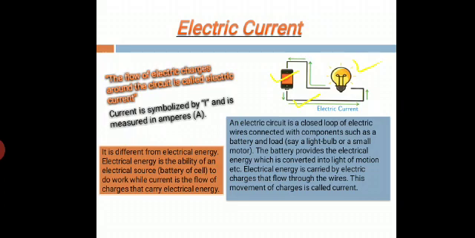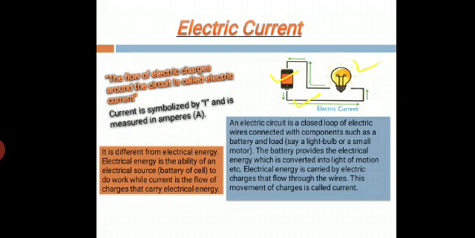The flow of electric charges around the circuit is called electric current. Okay, what is electric current? The flow of electric charges around the circuit is called electric current. Current is symbolized by capital I and is measured in amperes, capital A.